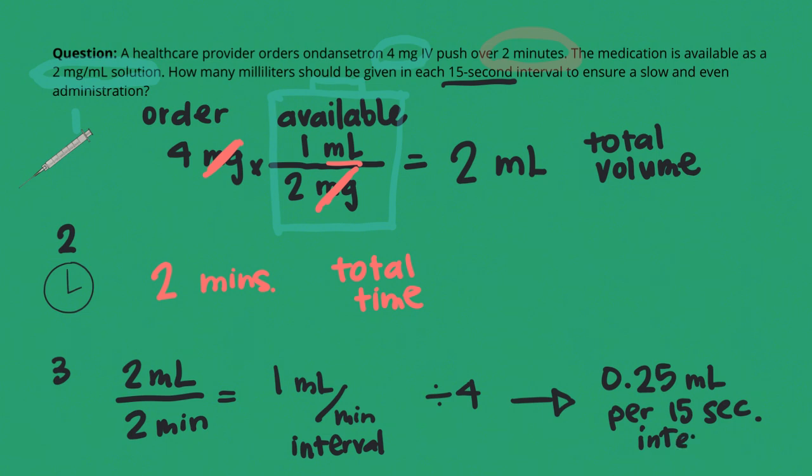If you wanted to divide it by 2 to get the 30-second intervals, if you were trying to find out just 30 seconds, you could also do that. And you can think about it because if you think about seconds, 15 seconds goes into 60 seconds, which is a full minute, 4 times. So that's why we're dividing by the 4.